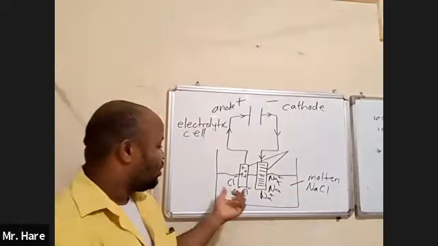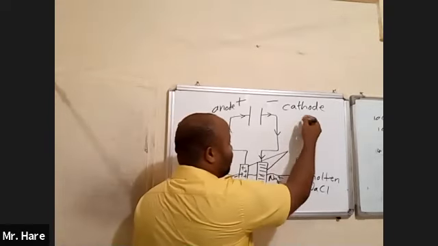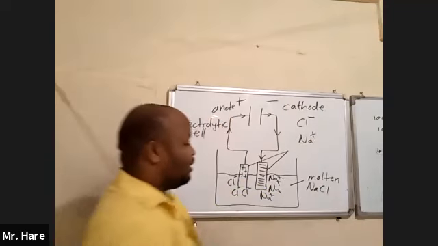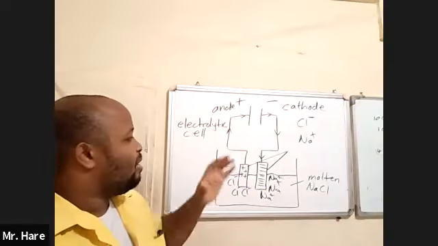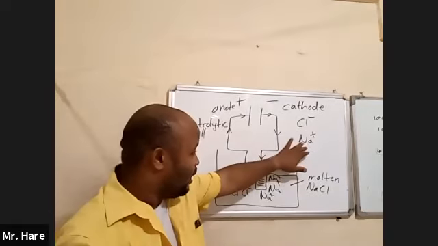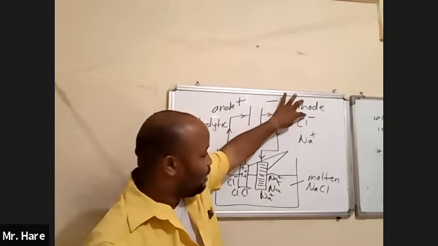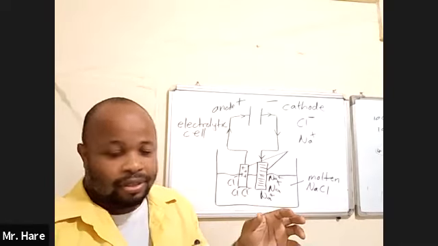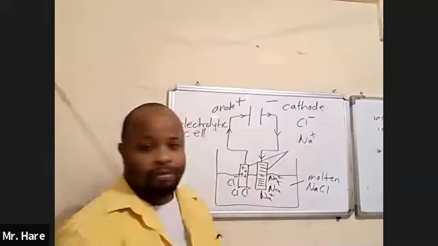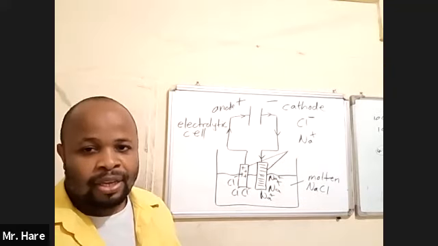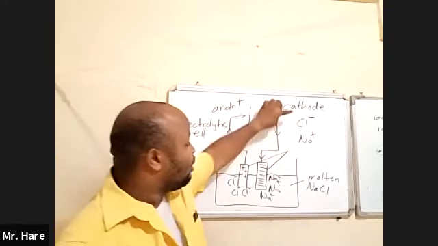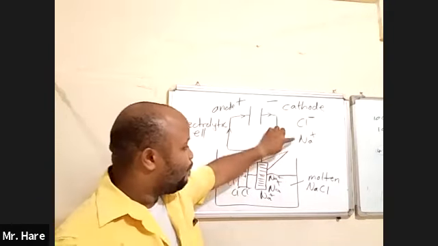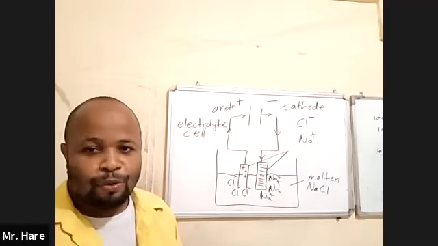Right? So the negative ions, we have the chloride ion, and you have the sodium ion. The chloride ion is negative. It can afford to give up an electron. The sodium ion is positive. It will want to gain an electron. So your negative ion is going to be oxidized. Your positive ion is going to be reduced.